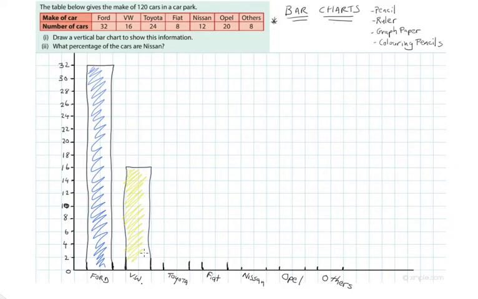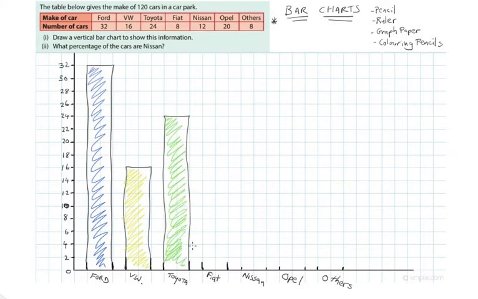Again, here's handy if you could speed this up. And now Toyota, how many Toyotas? 24. Okay, so we go up until it is level with 24, and this is why the graph paper can be really handy, or the maths copy can be handy, because you can see where it's equal to. And I'm going to do this one in green. There we go.